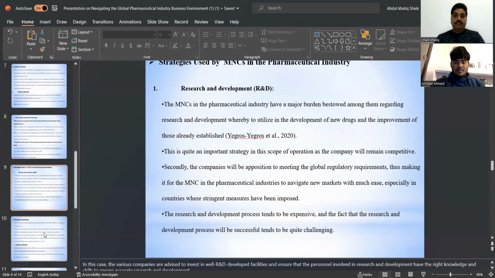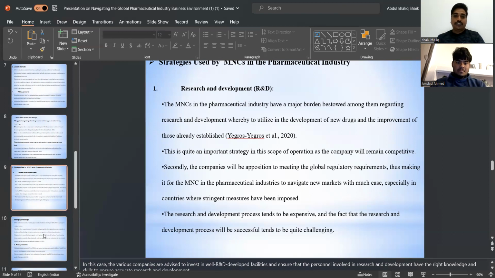Strategy used by MNC companies in the pharmaceutical industries: research and development (R&D). The multinational companies in pharmaceutical industries have a major burden bestowed among them regarding research and development, whereby it is utilized in the development of new drugs and in improvement of those already established. This is quite an important strategy in the scope of operation as the company will remain competitive.